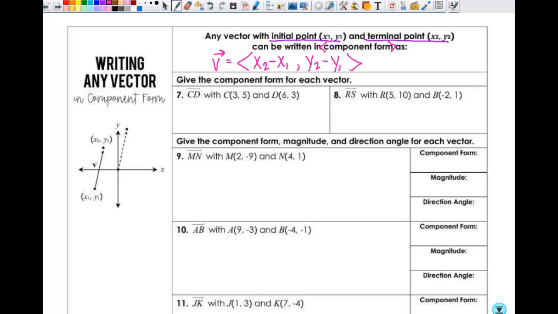So when you have a vector, the way it's written, this vector CD, C is the initial point, D is the terminal point. So C has to be your x1, y1, and D has to be your x2, y2. So that when you subtract, it's got to be 6 minus 3, and then 3 minus 5 to get you vector CD, which is <3, -2>. Okay. Easy enough?